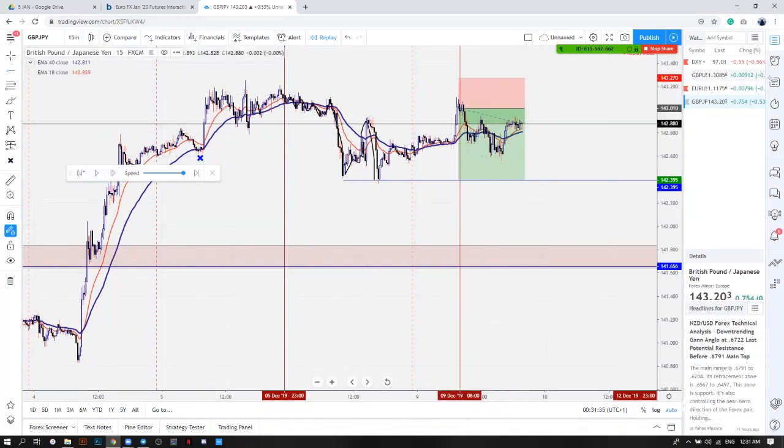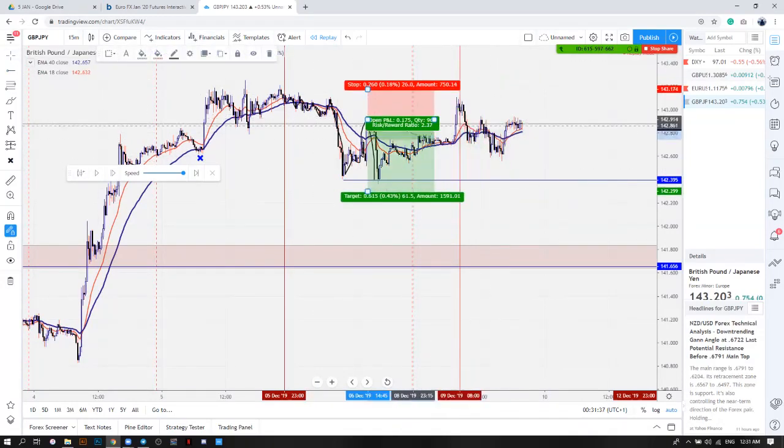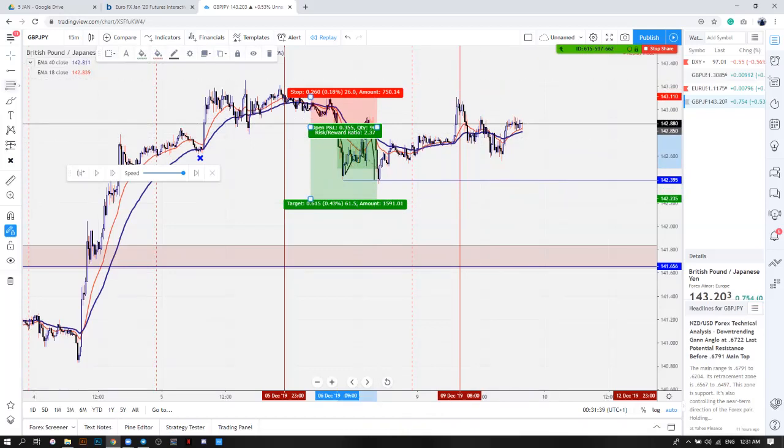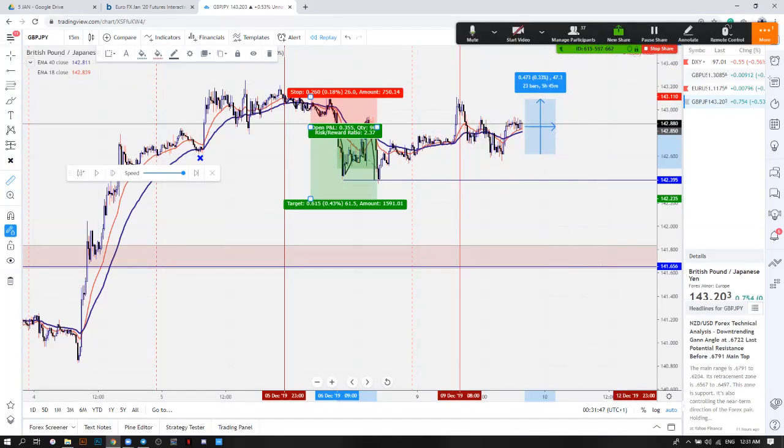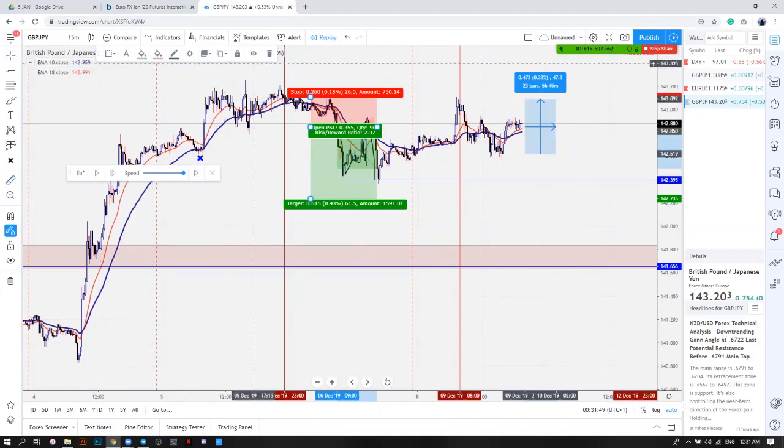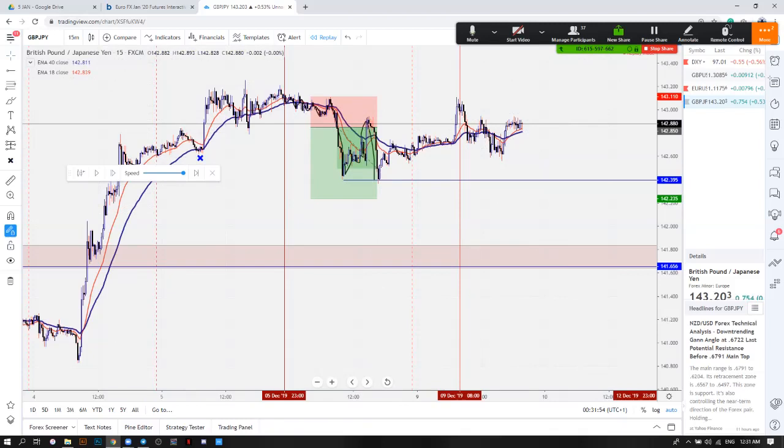Oh shit. This is about 40 pips profit. So now let me ask you guys a question. Is 40 pips enough for you people? Is it a good trade or a bad trade? Let's get a reply. Is 40 pips a good trade or a bad trade?